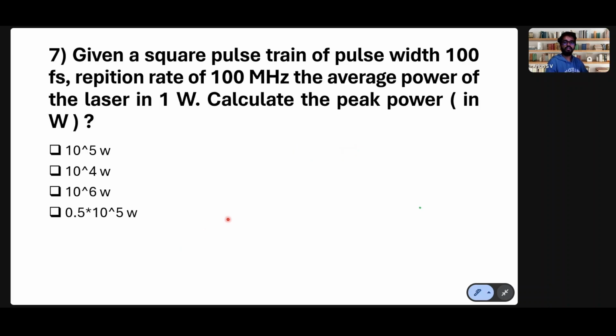Given a square pulse train of pulse width 100 femtoseconds, repetition rate of 100 megahertz, and the average power of the laser is 1 watt, calculate the peak power in watts. So they're given the average power, the repetition rate, and the pulse width. With that, you have to calculate the peak power in watts.